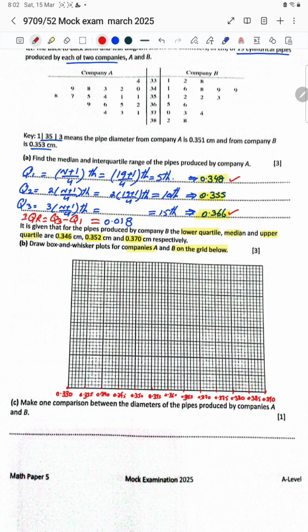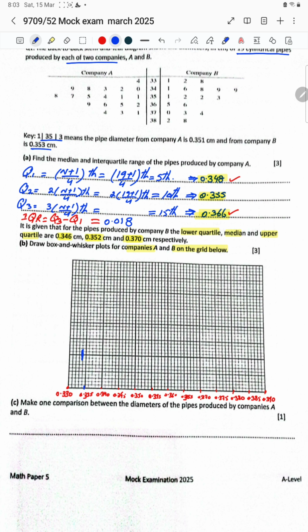Okay guys, for the box and whisker plots of both companies A and B, we will make the grid starting from the smallest value, 0.331, and the maximum will be 0.388. For company A, the least value is 0.334. So we can start at 0.335, and 0.334 comes just here. So company A's least value starts from here.